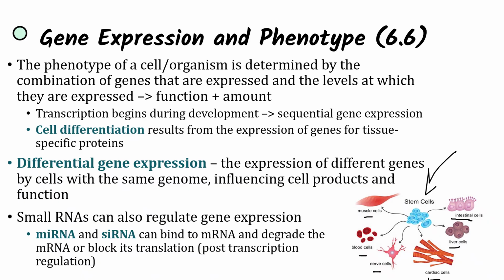Now, one regulatory molecule that we haven't discussed for gene expression are small RNAs, such as miRNAs and small interfering RNAs, or siRNAs, that can bind to mRNA and then either degrade the mRNA or block its translation. So these also can interfere with mRNA after transcription, further regulating gene expression.